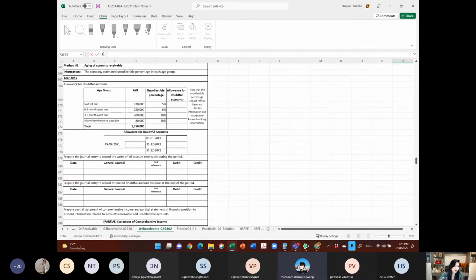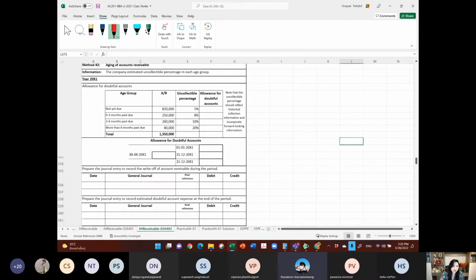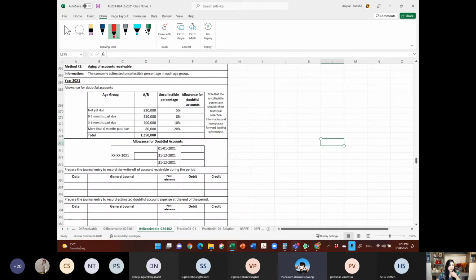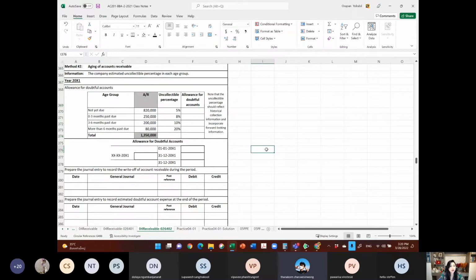Okay. Now, let's take a look at the second method, which is aging of accounts receivable. For the aging of the accounts receivable, according to the information given, at the end of year number one, you have 1,350,000. So this is given.